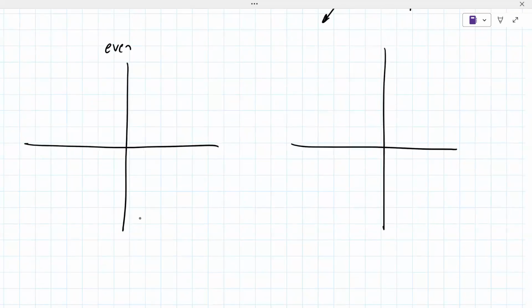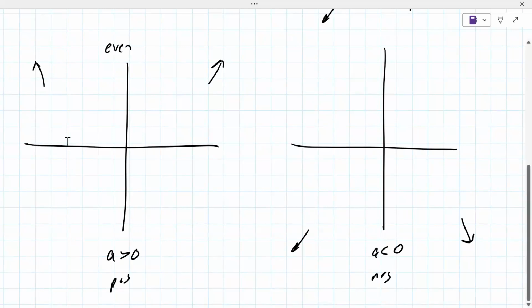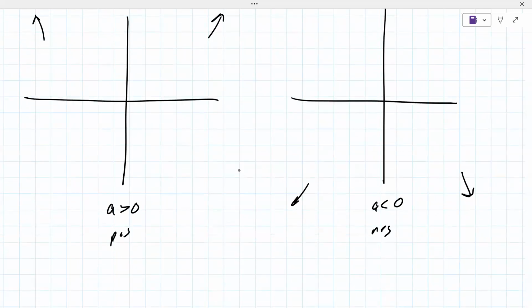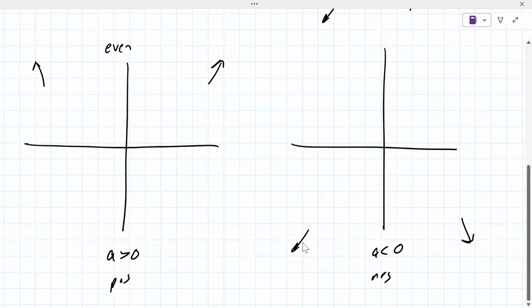If it's even, it either starts high and ends high, or starts low and ends low. This is for a positive leading coefficient, and this one's for a negative leading coefficient. And in terms of the end behavior here, I can write that in here: to the right is infinity, to the left is infinity; to the left here is negative infinity, to the right here is positive infinity. Do you need help writing those? I get that part.